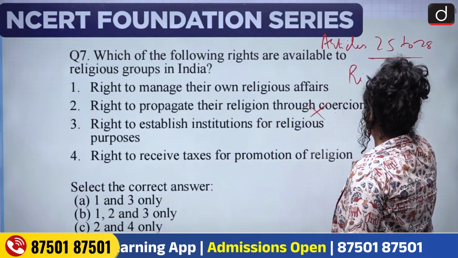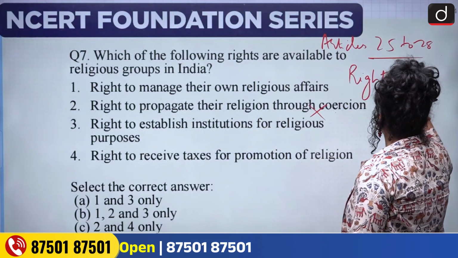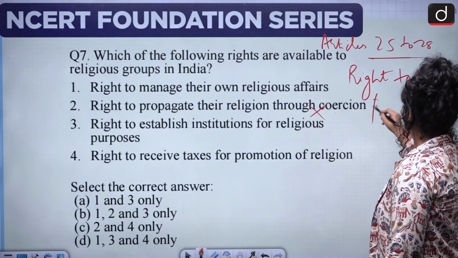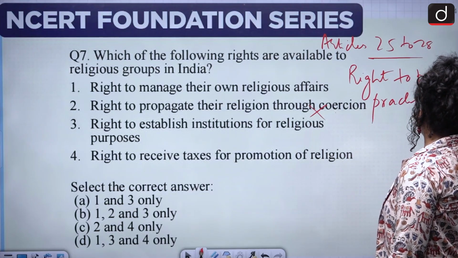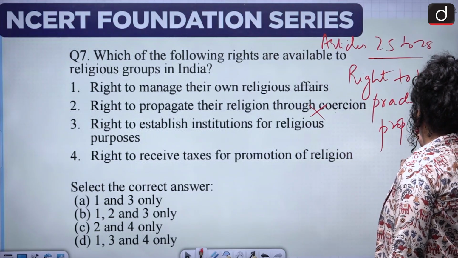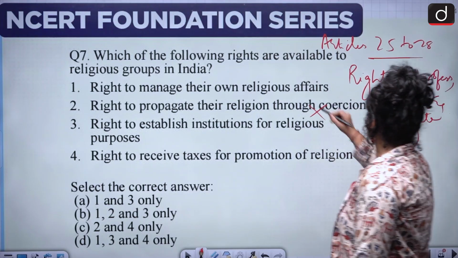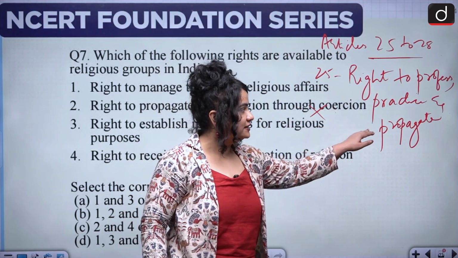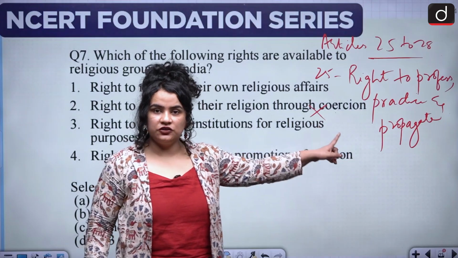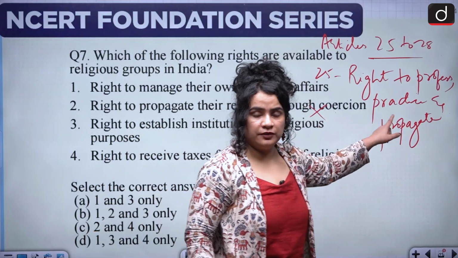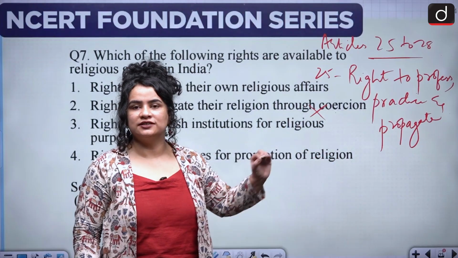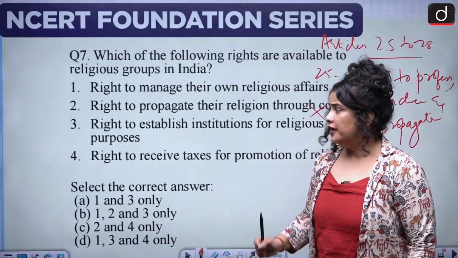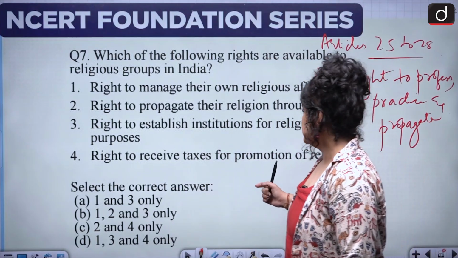Basically, right to profess, practice, and propagate. This is Article 25. All right? Freedom of conscience and right to profess, practice, and propagate any religion. That is your freedom of religion, article number 25. Now, of course, this is also subject to certain restrictions, like you cannot use force, you cannot coerce people to convert to your religion. All right?